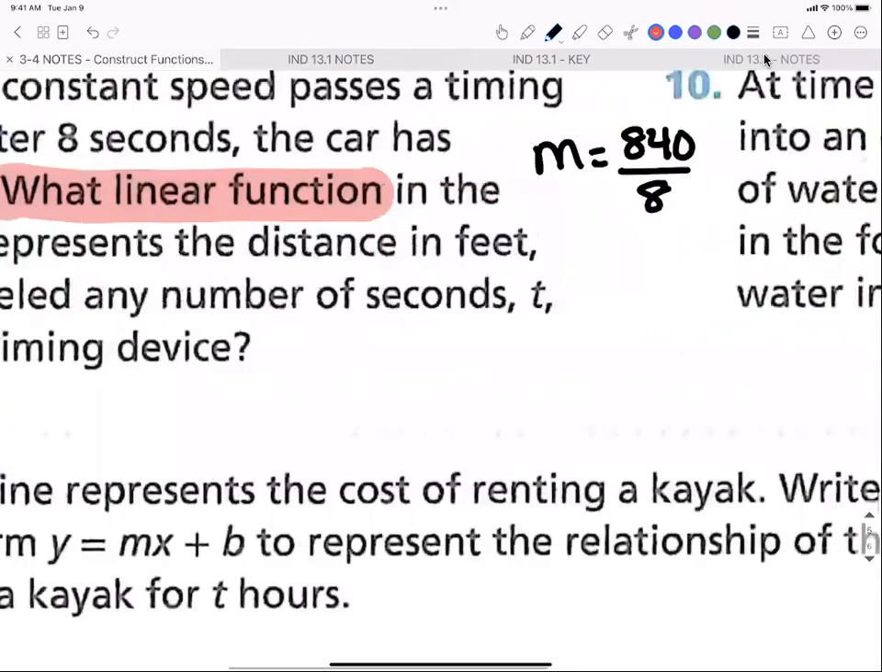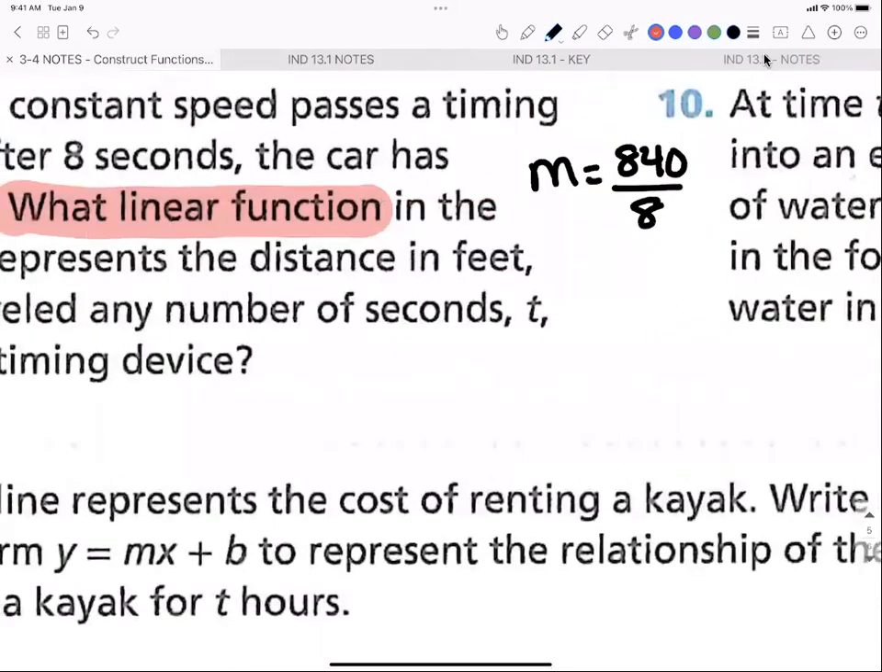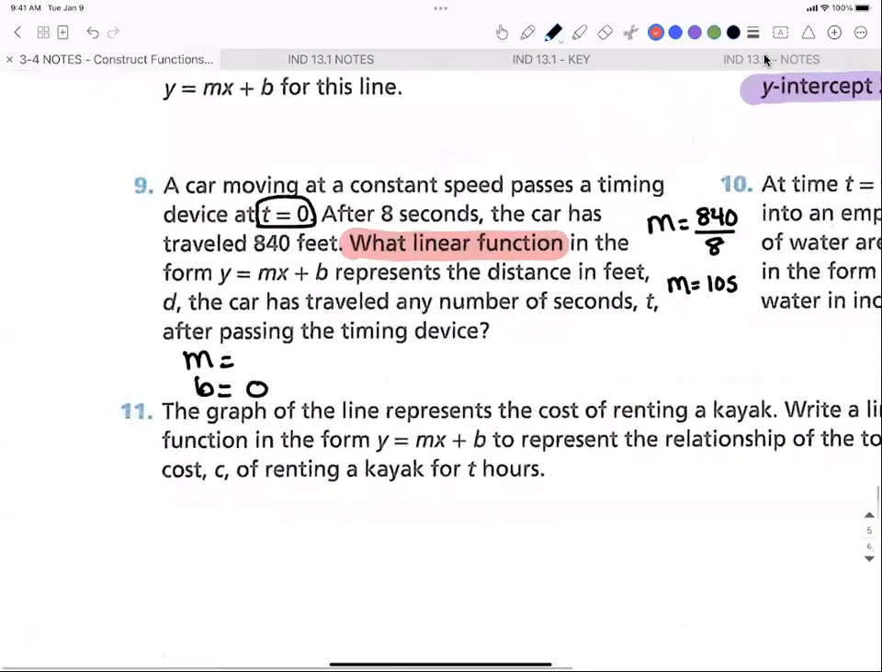Now, do we leave it like this? Nope, punch it in your calculator. Somebody tell me what's 840 divided by 8? 105. So my m here is 105. With an m and a b, can we write an equation? We sure can. We can say y equals 105x. Now, plus b, I'm not going to put plus 0. We know it's there, but we don't ever write it.